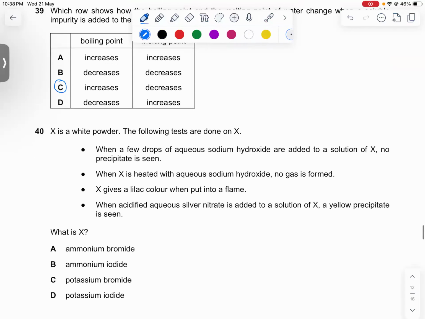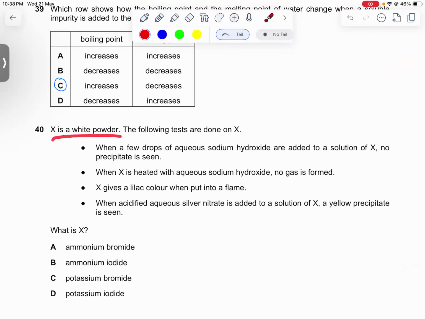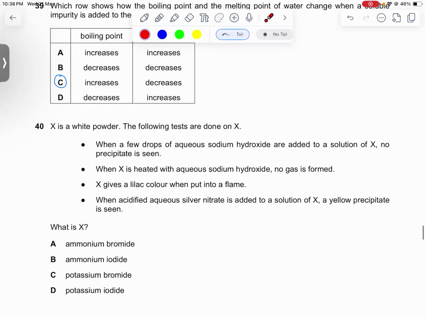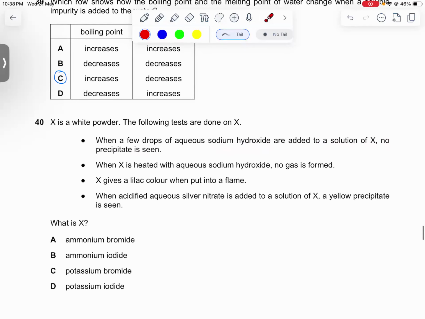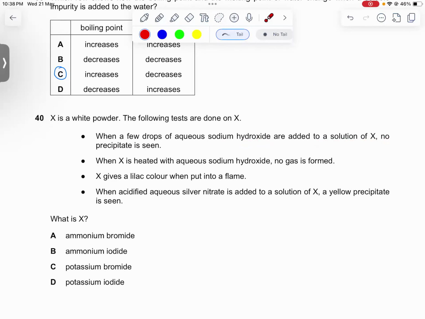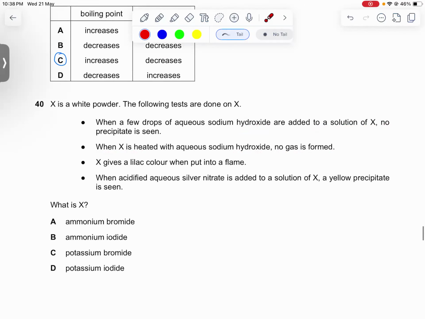All right. Question number 40 then. X is a white powder. The following tests are done on X. When a few drops of aqueous sodium hydroxide are added to a solution of X, no precipitate is seen. Meaning it does not give a positive test for the cations that we remember in our list. It can't be aluminum, can't be calcium, it can't be any other one. Next. When X is heated with aqueous sodium hydroxide, no gas is formed, meaning it does not contain ammonium. Ammonium ion is also not present.